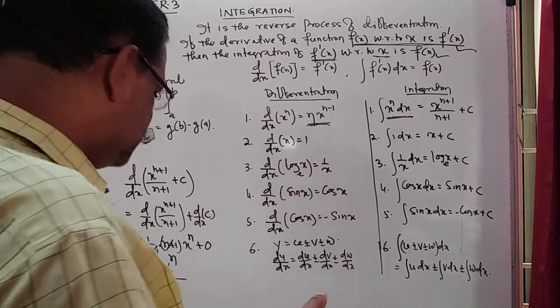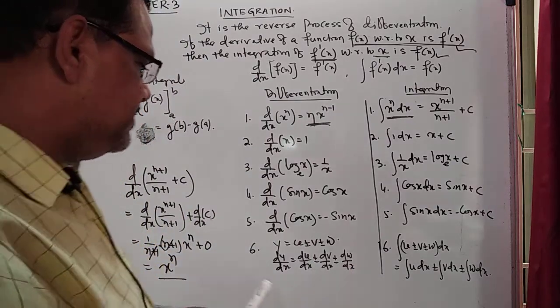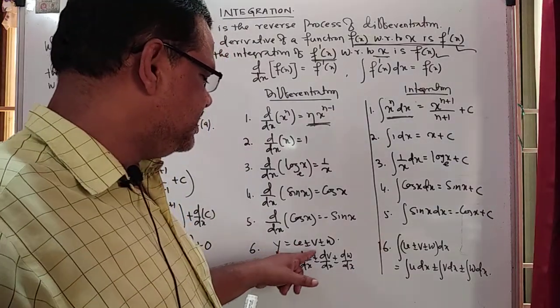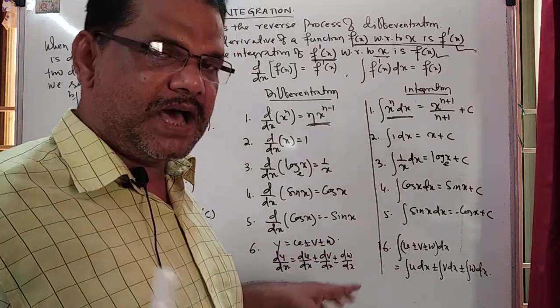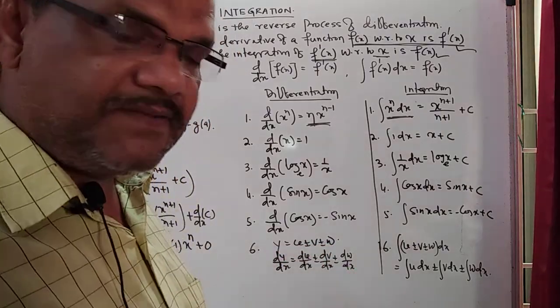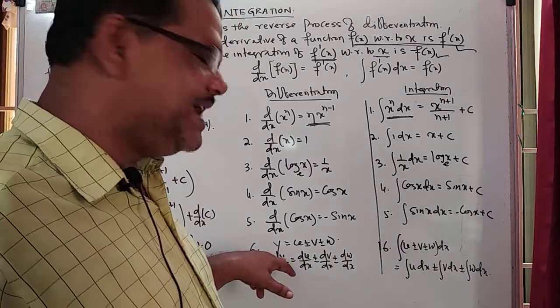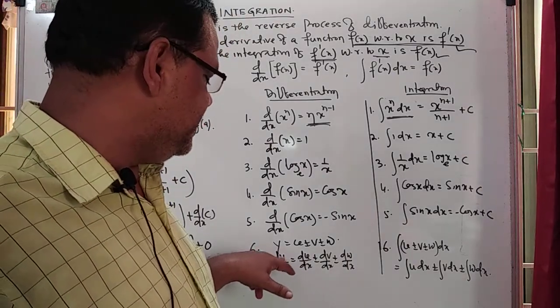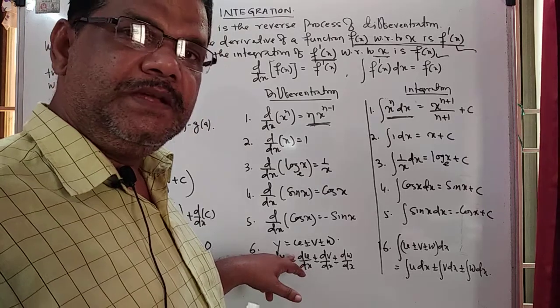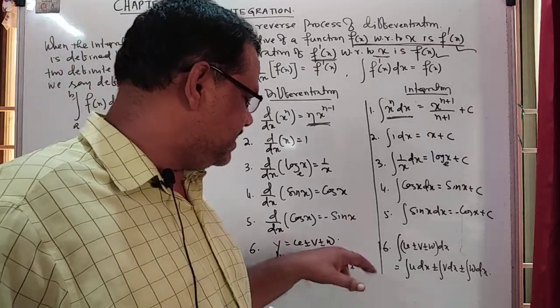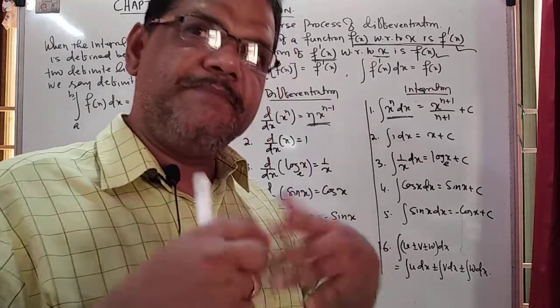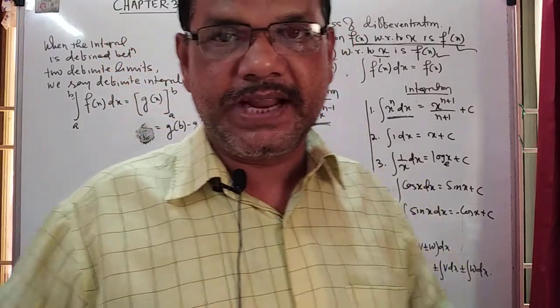In the same manner, in differentiation, if you have three functions u plus or minus v plus or minus w, and all the functions u, v, w are functions of x, then you can take the differentiation and that addition will be dy upon dx equal to du upon dx plus or minus dv upon dx plus or minus dw upon dx. In the same manner, we can do it in the integration process also.